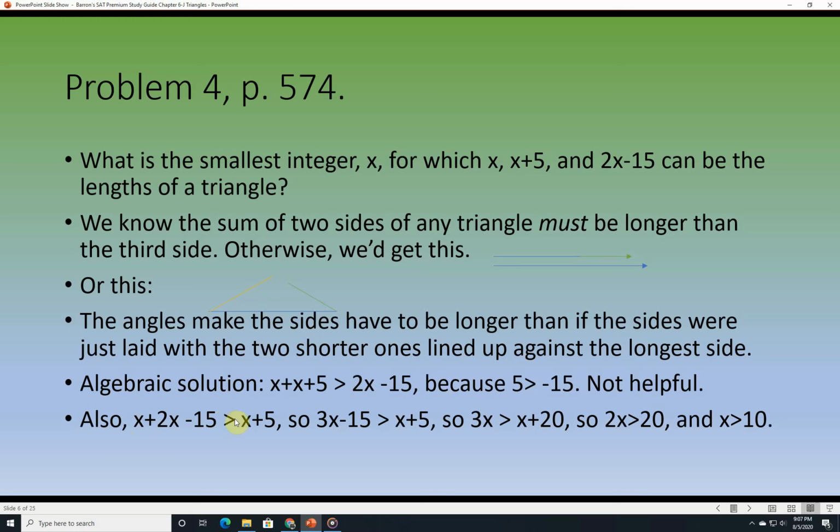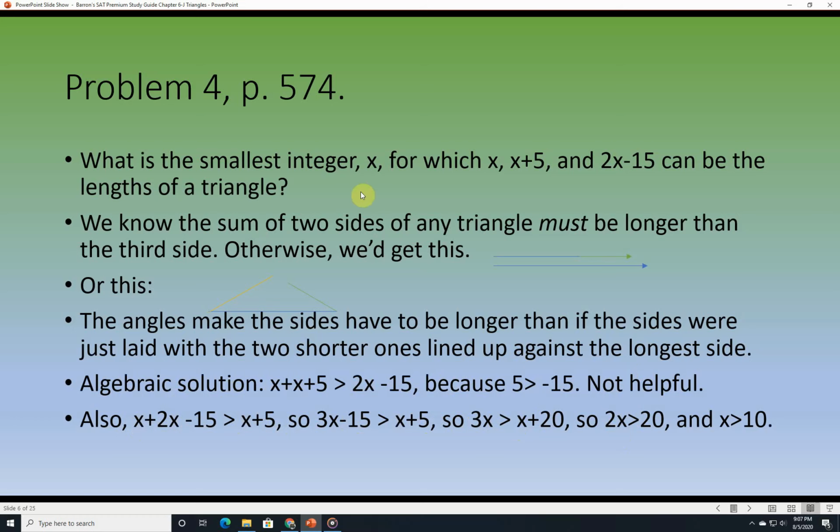x plus 2x minus 15 has to be greater than x plus 5. So then we combine like terms: 3x minus 15 is greater than x plus 5. Then we add 15 to each side, so 3x is greater than x plus 20. Then we subtract x from each side, so we get 2x is greater than 20, and x has to be greater than 10.